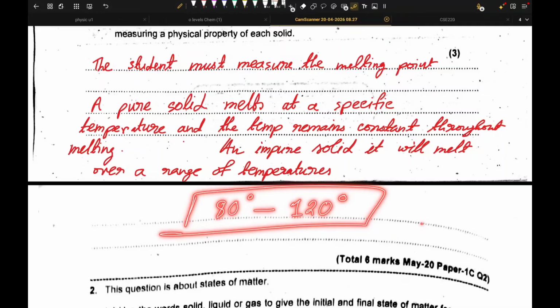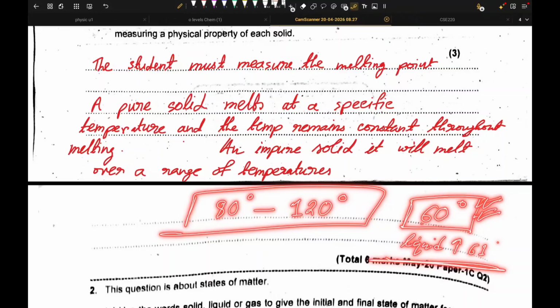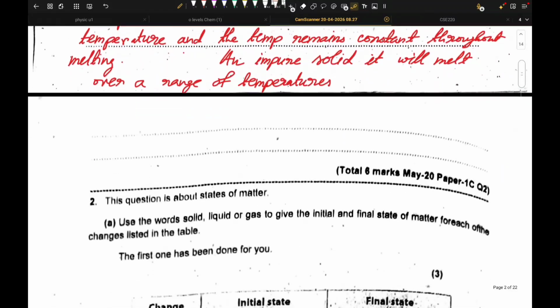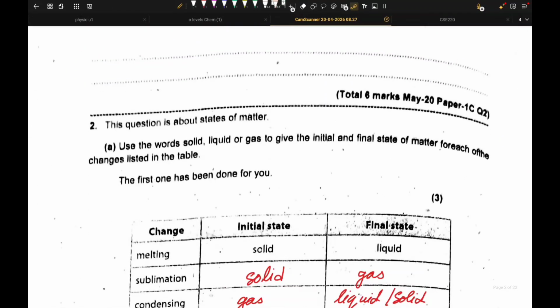But on the other hand, let's say some pure substance melts at 60 degrees, it will melt only at 60 degrees, and after the whole melting process is complete and it has become liquid, that is when the temperature will rise to 61 degrees. Before that, the temperature will not change for a pure substance. So we have to keep that in mind.